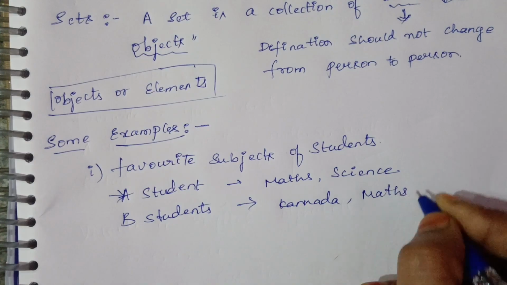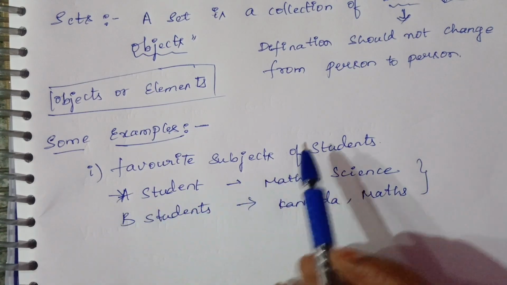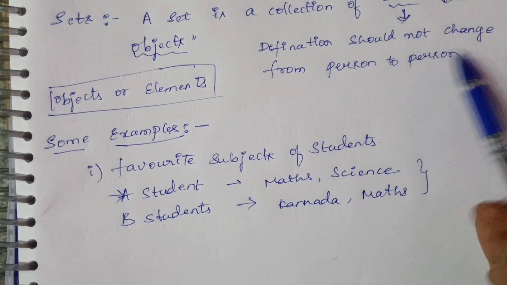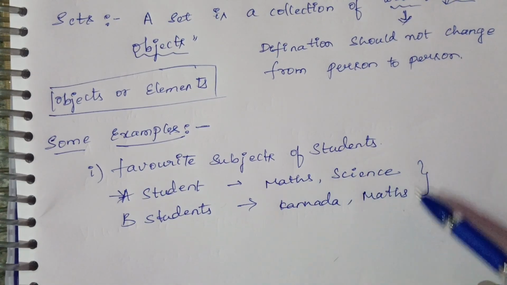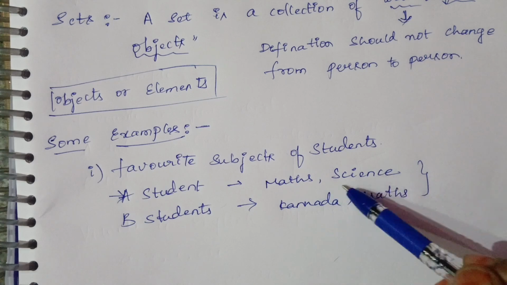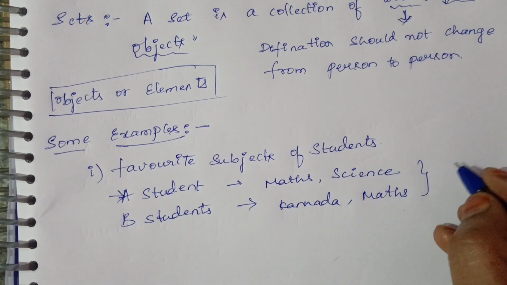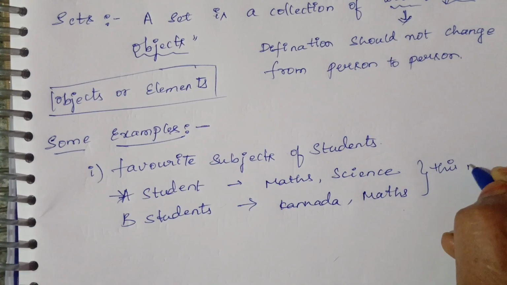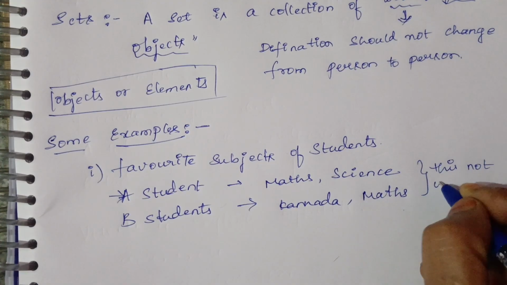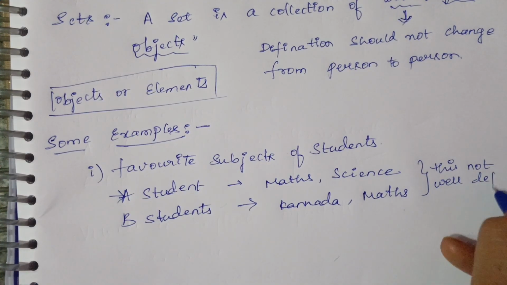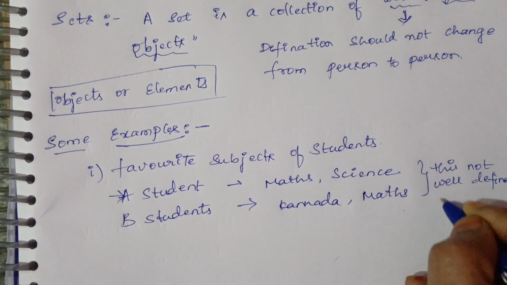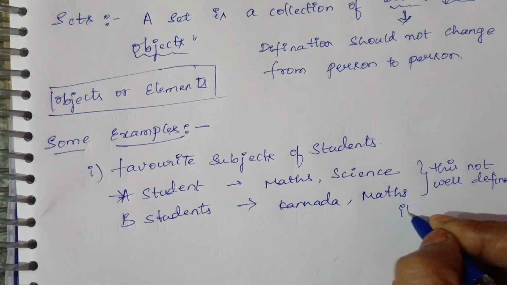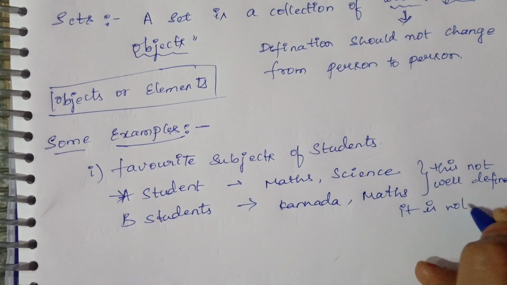Here, if you are asking about favorite subjects, the answer should not change from person to person. Here it is changing, no? They said maths and science, Kannada and maths. So this is not well defined. Not well defined means it is not a set.